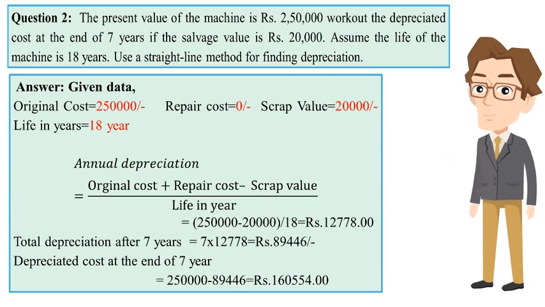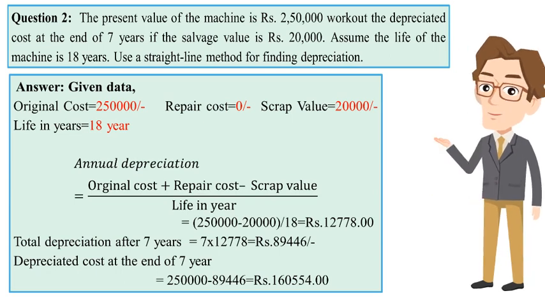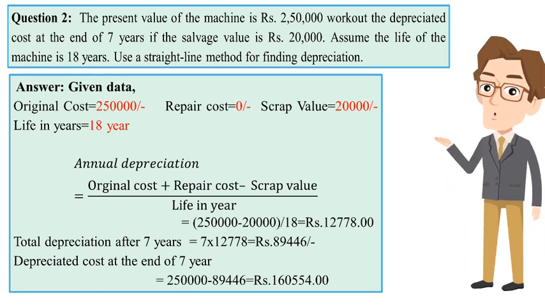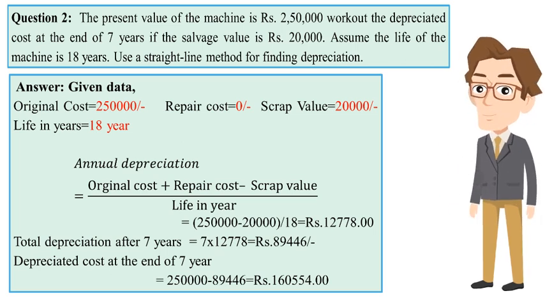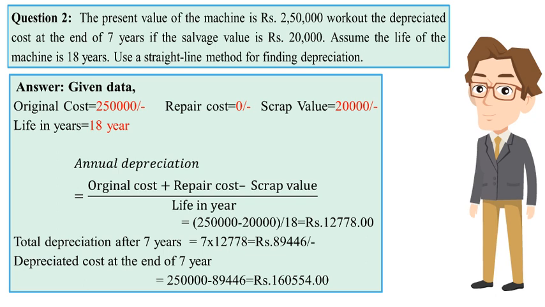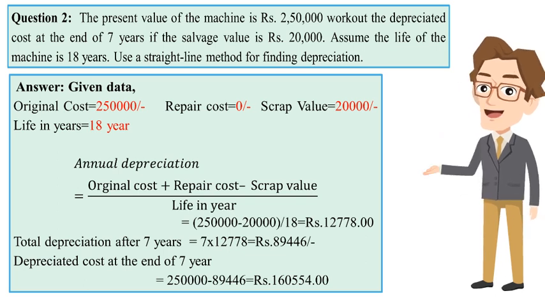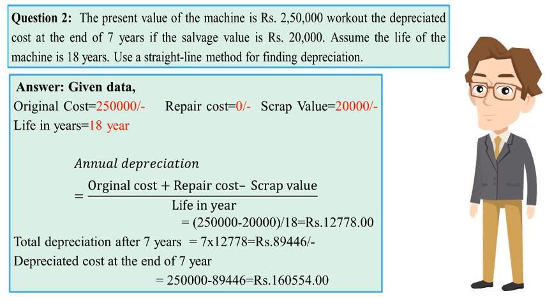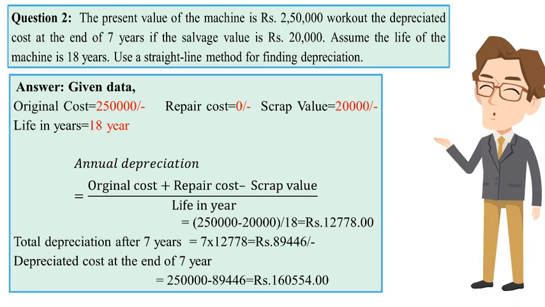We have an asset with an original cost of 250,000 rupees. The repair cost for this asset is 0 rupees, and its scrap value, or the estimated value of the asset at the end of its useful life, is 20,000 rupees. The asset's life in years is 18 years. Now, we want to calculate the annual depreciation of the asset.